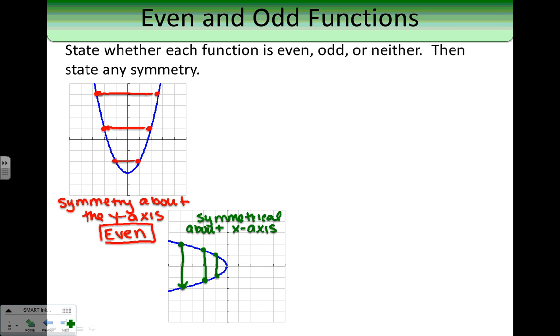Okay. But it is not even or odd, because the only symmetry for even and odd functions is either across the y-axis or across the origin.